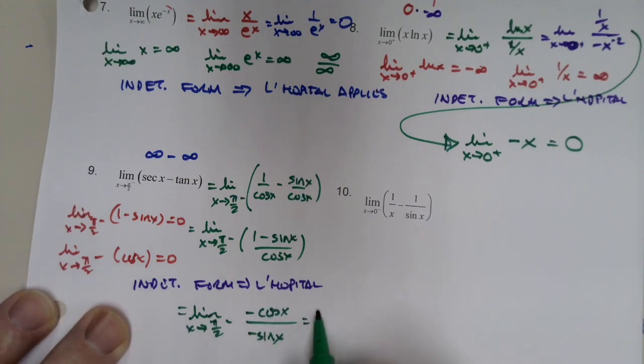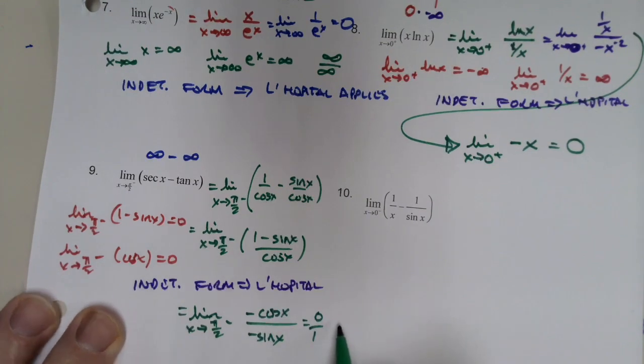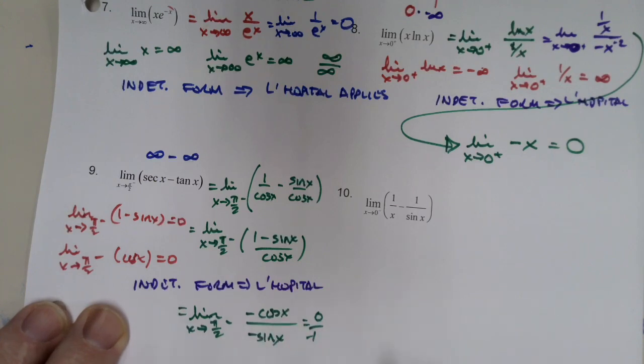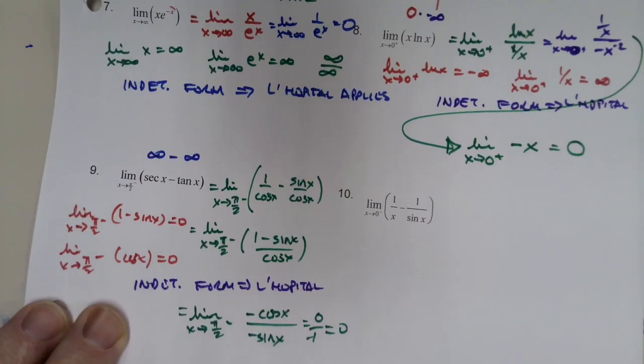1/2 of pi is at cosine. Cosine of 1/2 of pi is 0. The sine of 1/2 of pi is 1. Negative 1 divided by 1, I guess I should write that as negative 1. This is going to give us 0. Let's take a look at our next one.